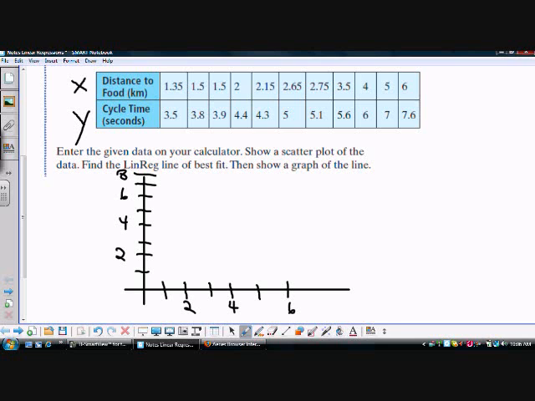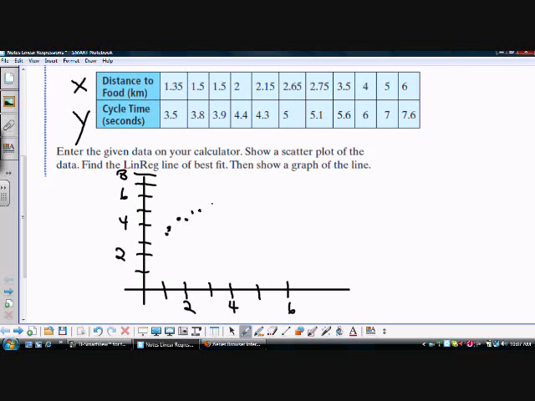I go out 1.35 and I go up 3.5, about there. I go out 1.5 and I go up a little bit higher. I go out 1.5 again and I go up just a tiny bit higher. I go out to 2 and I go up to about 4.4. I go a little over 2, 2.15, and I go 4.3, just a little bit lower. I go 2.65 and I go all the way up to 5. 2.75 and I go a little tiny bit higher.